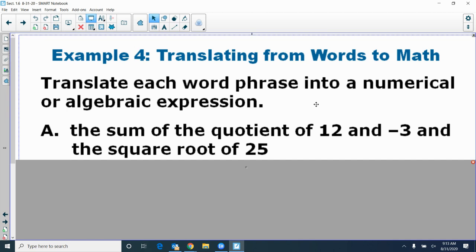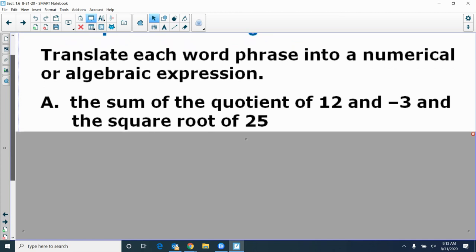Any questions about these order of operations? Let me just finish that last one up. If you are given a sentence and you have to convert that into math, you need to be able to do that. There's a couple words you may have forgotten. Quotient, do you remember what that means? It's divide. Product is multiply. Sum means add. So it says the sum of the quotient of 12 and negative 3 and the square root of 25. How do I write that in a math sentence?